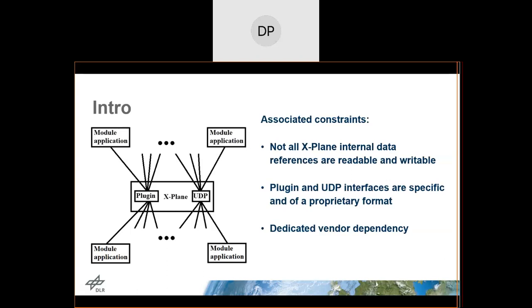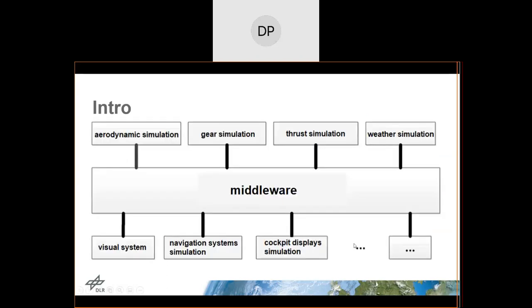And when you build up your simulator, like on the left side, you have a dedicated vendor dependency for the X-Plane simulation. Commercial simulations have software from the company who provides X-Plane. So, to get rid of these constraints, I plan a simulation system of systems according to what you see here now.